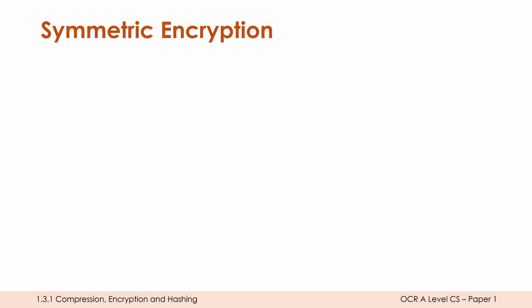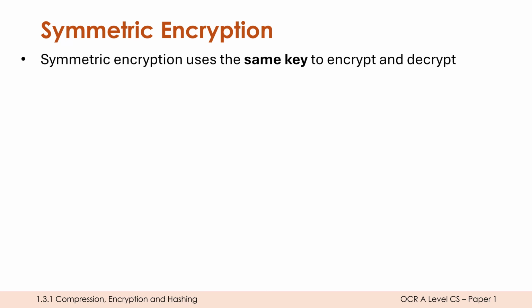Now, we've really been talking about symmetric encryption so far. The definition for encryption applies to both symmetric and asymmetric, but the examples I've shown you have been examples of symmetric encryption. And that symmetry comes from the fact that symmetric encryption uses the same key to encrypt and decrypt. Asymmetric uses a different key, and we'll look at that in the next video.